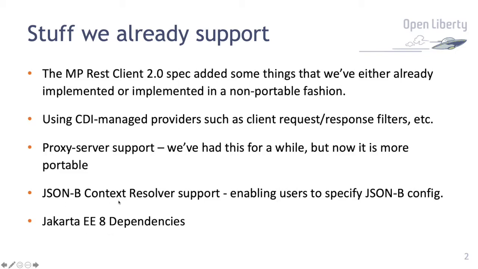Another one is JSON-B context resolver support. That allows users to specify JSON-B config and have that be used automatically when deserializing or serializing to JSON in a message body reader. And finally, Jakarta EE 8 dependencies. We've been using those since I think MicroProfile 1.2. But now that's kind of mandatory in the spec. You can't use EE 7 dependencies anymore.